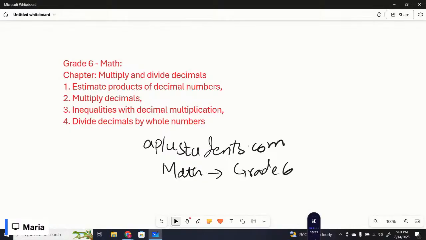We're going to start with the chapter multiply and divide decimals. The lessons we're going to cover today are estimate products of decimal numbers, multiply decimals, inequalities with decimal multiplication, divide decimals by whole numbers. So please make sure you have your notebook and pencil so that you can note down the important examples and definitions as well.